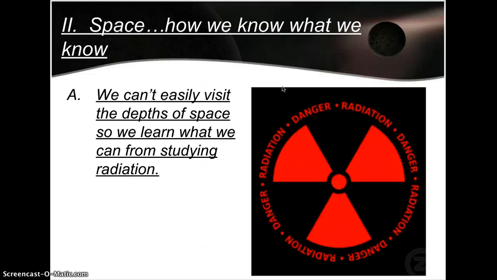When we talk about space and how we know what we know, we can't easily visit the depths of space, so it's hard for us to do hands-on experiments with objects in space. Rather than doing hands-on experiments, we use information that they're sending us in the form of radiation. Radiation is something that can travel through space and come to us, so that's what we study in order to know about distant objects.